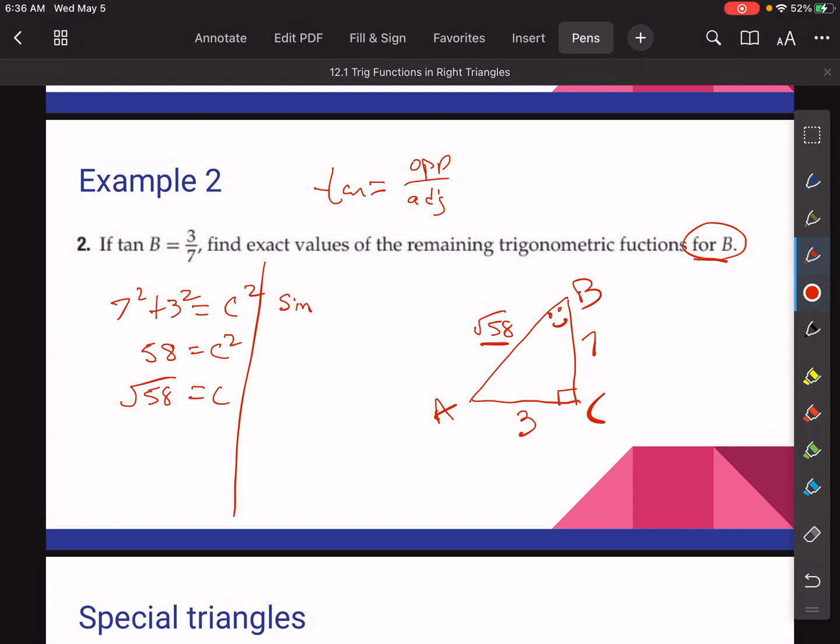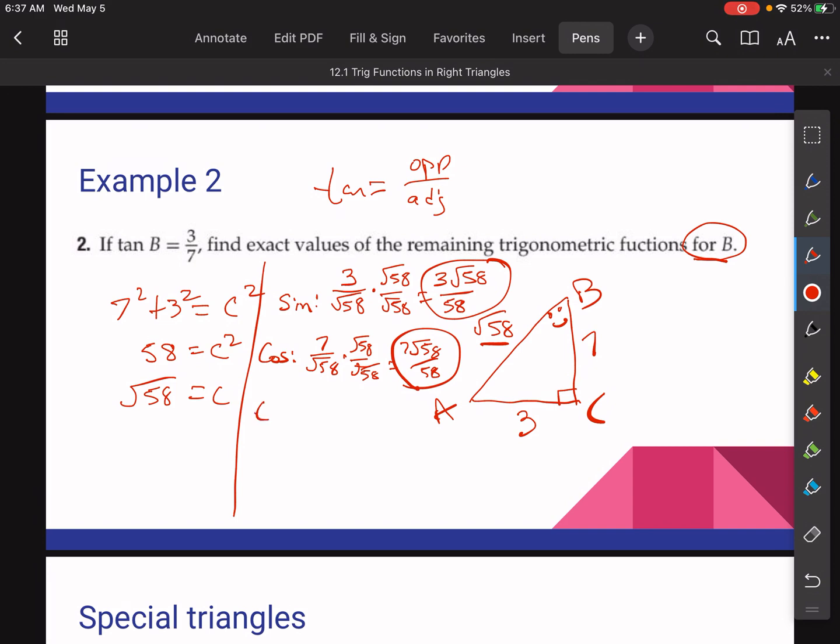Okay, so the sine of B will be opposite over hypotenuse, which is 3 over root 58. But I can't leave it like that, so I have to multiply this by root 58 over root 58. And when I do that, I get 58 on the bottom and 3 root 58 on the top. So that looks a little different than typical because we had that radical that we had to get into the numerator, but it means the same thing. And then the cosine is adjacent over hypotenuse, which is going to be 7 over root 58. To solve this, we're going to do the exact same thing, and we get 7 root 58 over 58 for the cosine. All right, so there's that one.